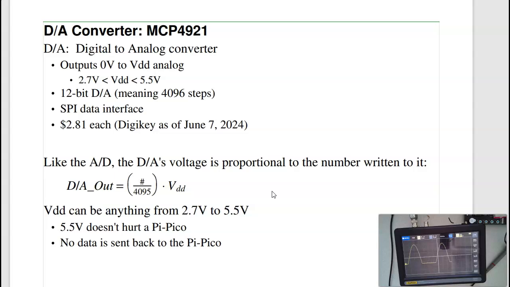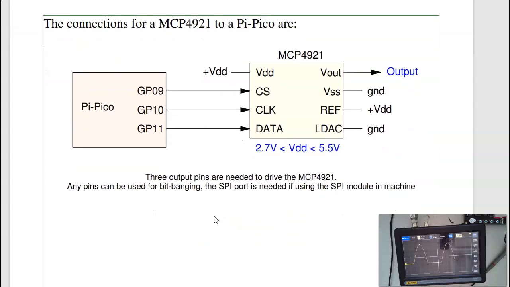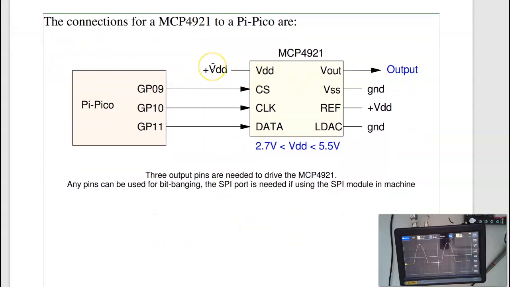So like the A to D, the D to A's output is proportional to the number written to it. This is a 12-bit D to A, so full scale is 2 to the 12th minus 1, 4095. The voltage I get will be that percentage of it. The VDD could be anything between 2.7 and 5.5 volts. Again, 5 volts, 5.5 volts will not hurt the Pi Pico because everything's output to the chip. There is no input, so it's not going to actually hurt your Pi Pico. You could pick whatever you want. You could say 5 volts.